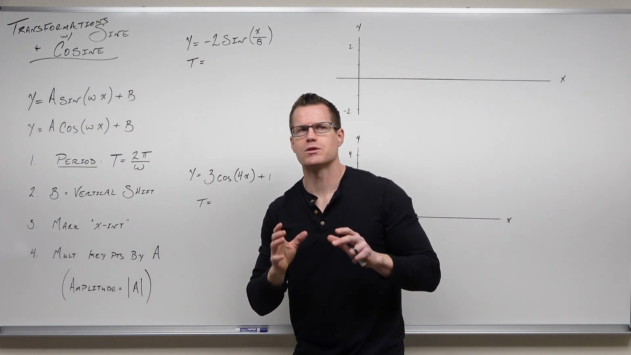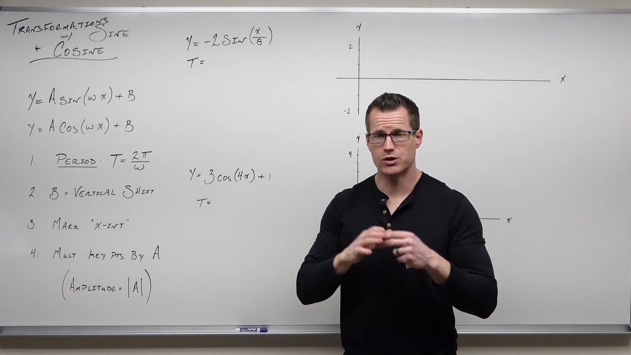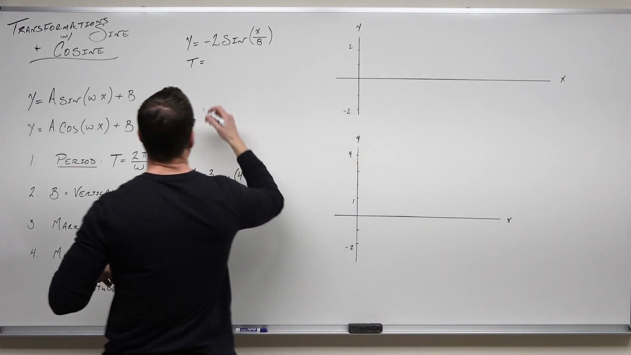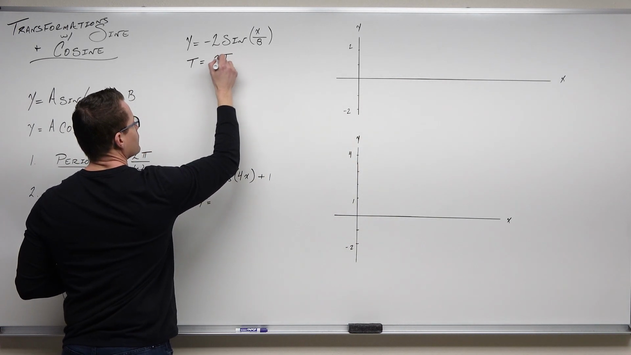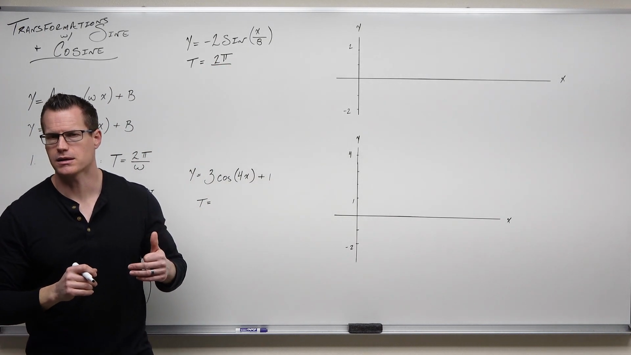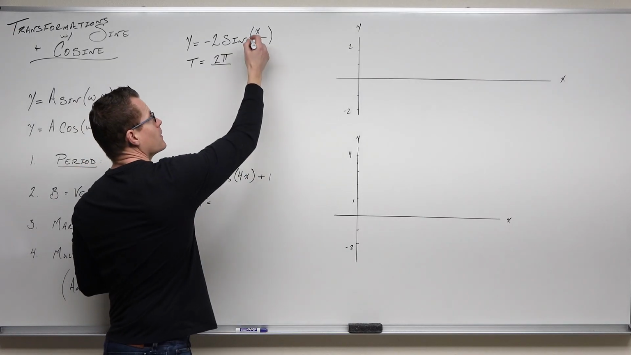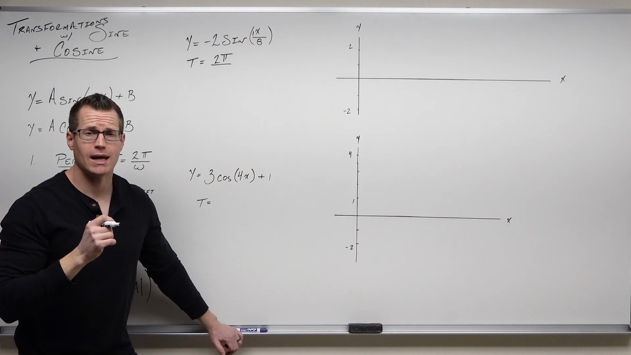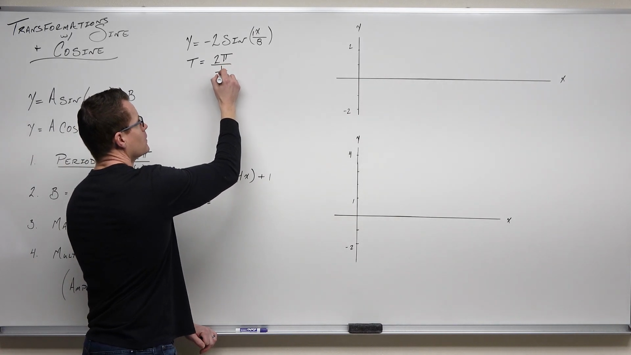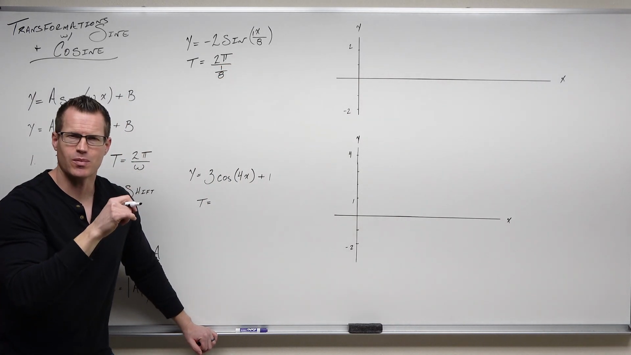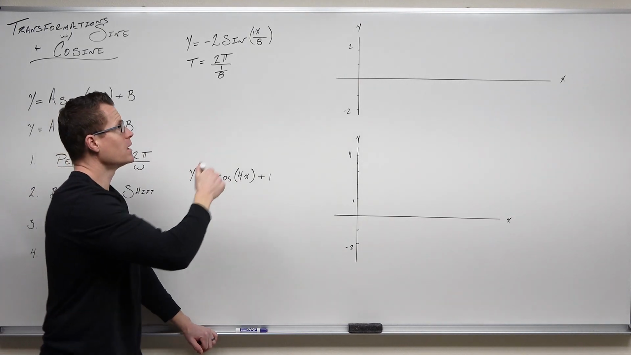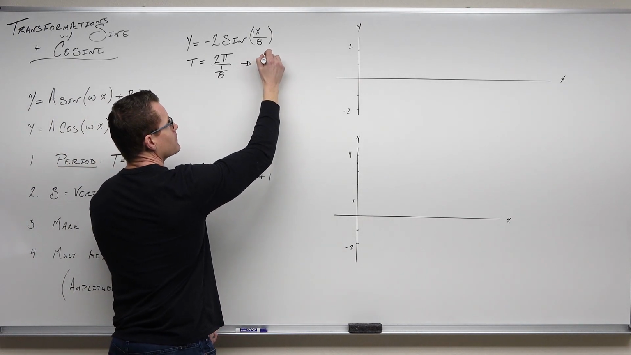How we always deal with the period, we talk about it first, is take the original period, whatever trig function you're dealing with, in this case sine, that's 2 pi. Divide by whatever's being multiplied by x. Keep in mind, this fraction here is 1/8. You have to divide by 1/8 here. So 2 pi divided by 1/8 is going to give you 16 pi. Remember, you can multiply by the reciprocal, and you're going to get 16 pi.